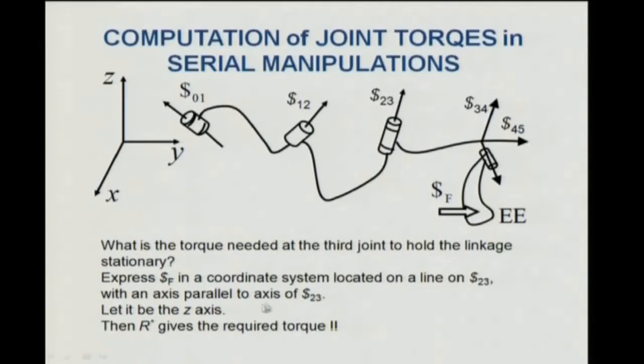Now, if this is the direction of the z axis, then I can always rotate the axis using the rotation matrix. So if this is the direction of the z axis, then R star will give the required torque. It is as simple as that. You do not have to calculate what happens to the intermediate bodies, what the torque is here, here and here, computing step by step and going back. It is not required. Straight away you can find out the torque required at each joint. If I know the geometry, I can figure out what the torque is at the other end of it.